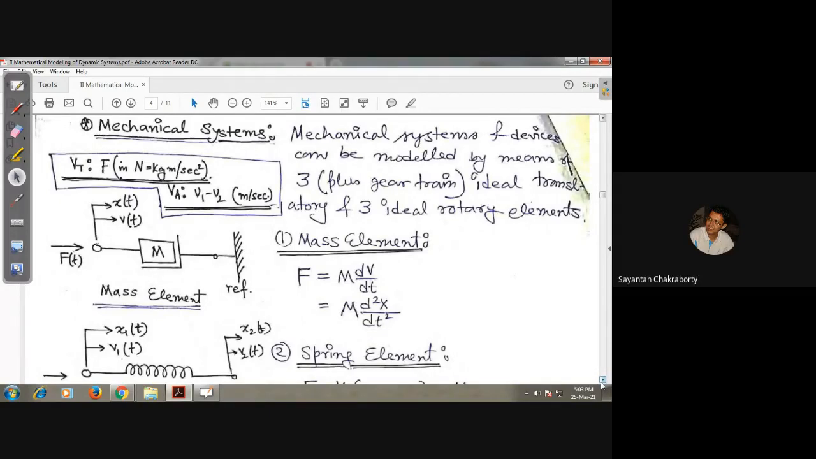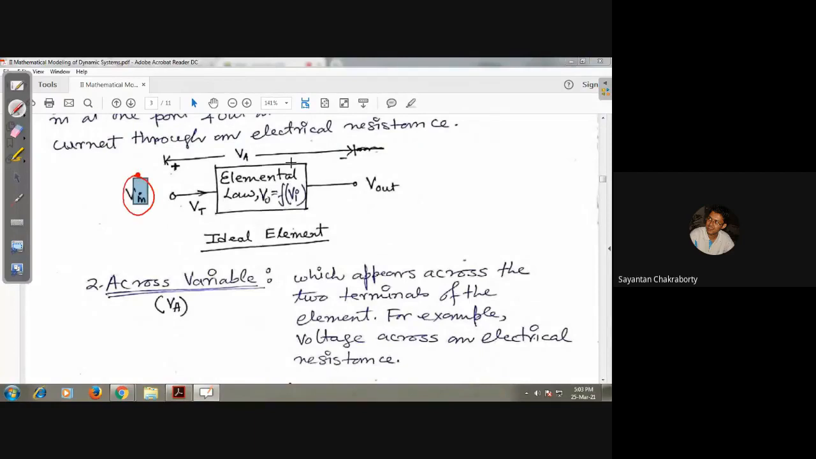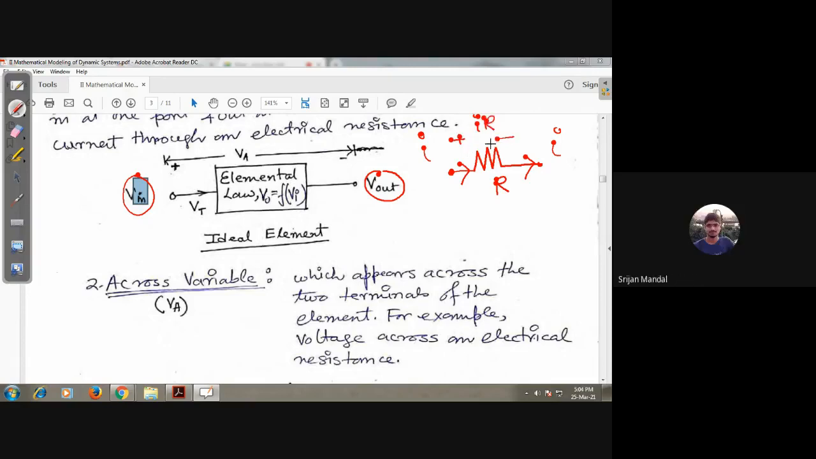Okay. A through variable means whichever value it takes while entering the element at the input port is the same value it takes at the output port. Just like a current. If we have a resistance as an element, and the current flowing in is I, the current flowing out will be I, so this is a through variable, sorry, this is a through variable. But the potential across this will have a value IR, and it appears across these two terminals. Across these two terminals, the voltage drop.